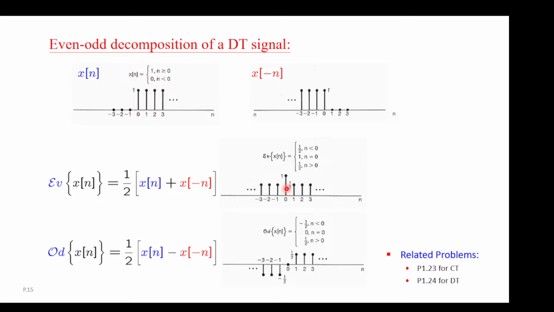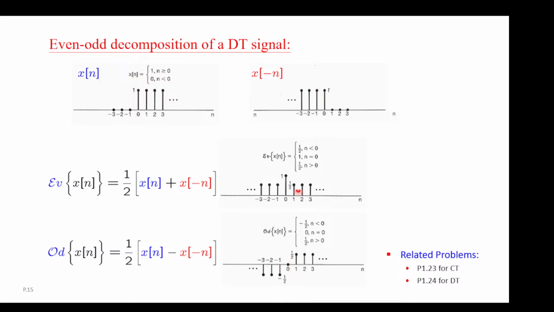And in the middle part, the 0 part, you get 1 plus 1 divided by 2, you get 1. Okay. So this is even, and so this plus this divided by 2, you see is the even function. And similarly, you have x of n minus x of minus n divided by 2, then you see you get the odd function. So at n equals 0, you have 1 minus 1 becomes 0.